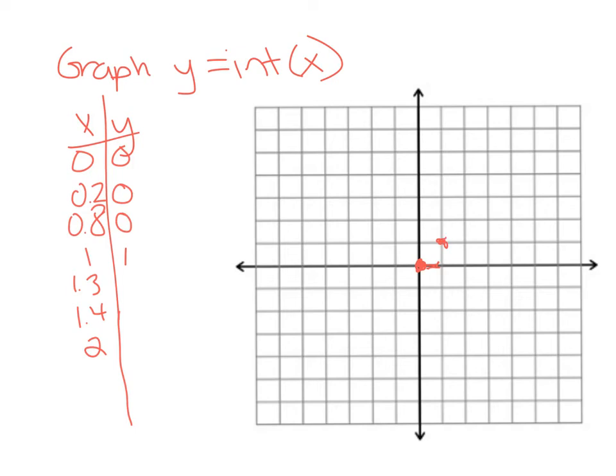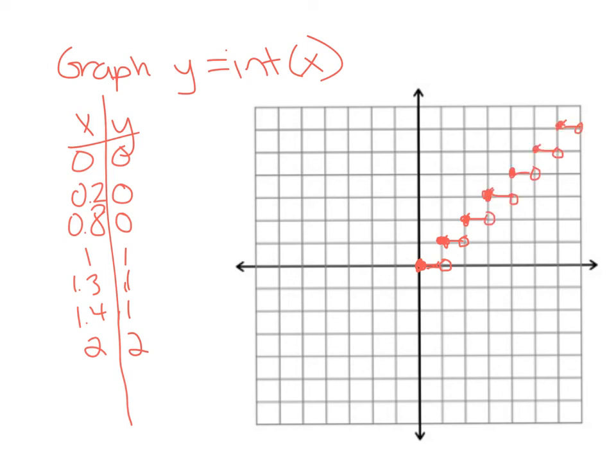To show that at the bottom part where we're at 0, we go all the way to 1 but don't touch 1, we're going to draw an open circle there. We do the same thing with 1, so 1.3 is going to be 1, and 1.4 is 1. 2, though, we're back up at 2, so we have a point at 2, 2. At 1, I'm going to go all the way to 2 and then draw my open circle. The same pattern is going to continue for every single integer.